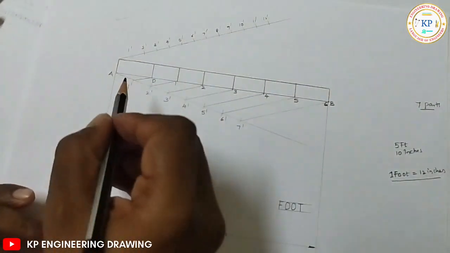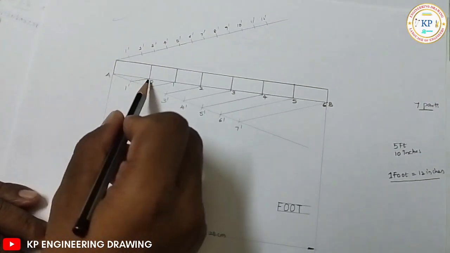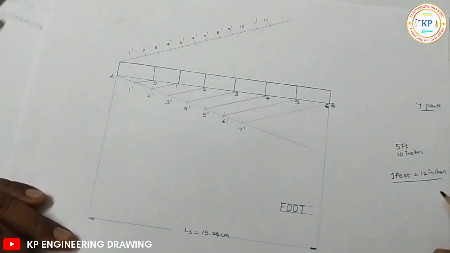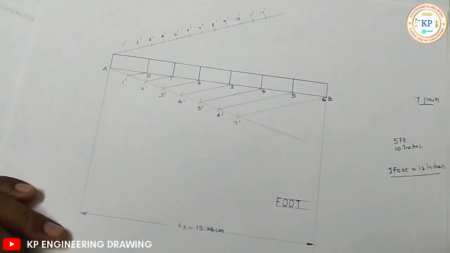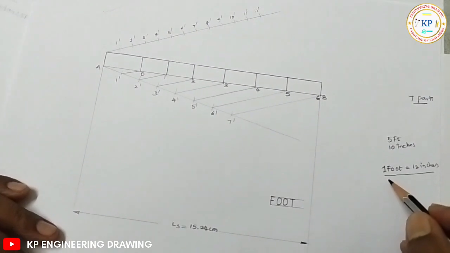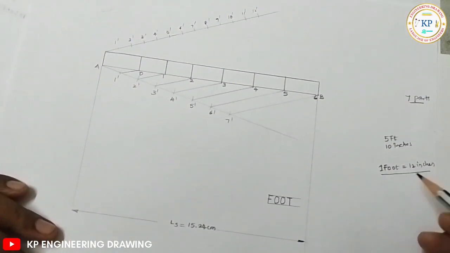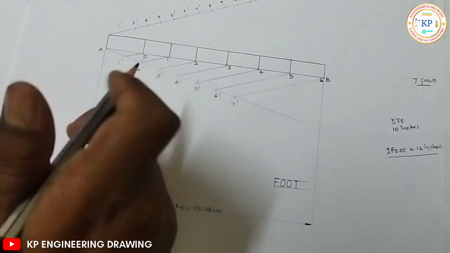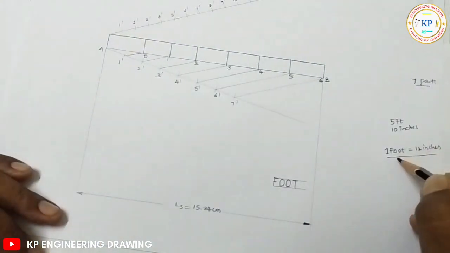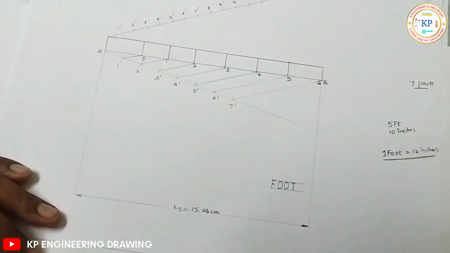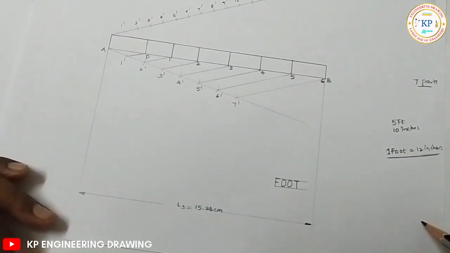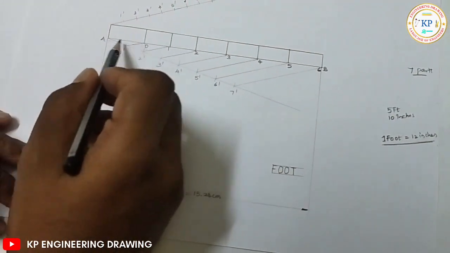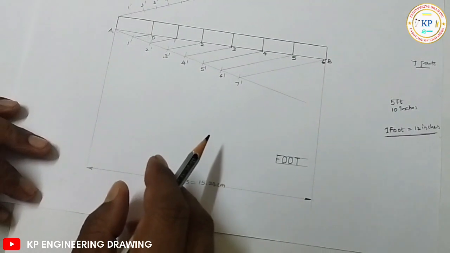So this dividing of the foot into inches, the main scale and subscale, purely depends upon the conversion. Why? Because in the previous class we have seen 1 meter is equal to 10 decimeters. So the main scale was meters and the subscale was decimeters, so that was only 10 parts. Purely it depends on the conversion only. Here, 1 foot is equal to 12 inches. That's why we are dividing this 1 foot into 12 equal parts.